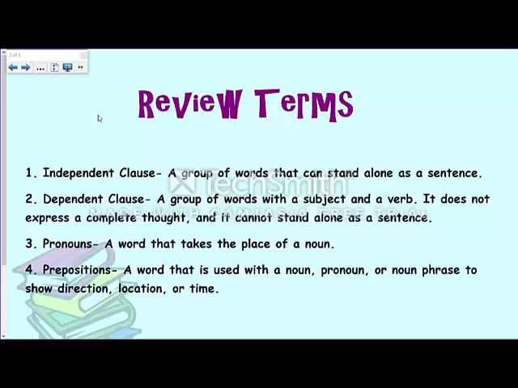A direction would be, drive beyond the big tree and my house is on the left. It's beyond being your preposition. Keep that in mind, and prepositions should be easy to identify.